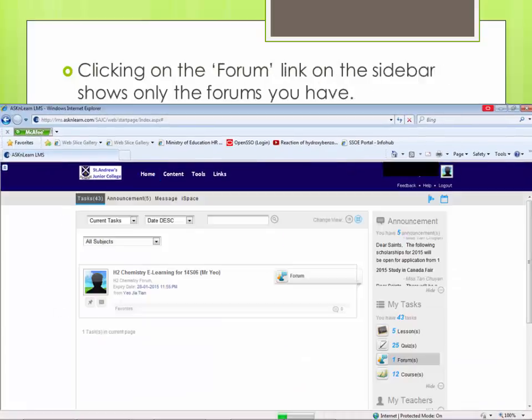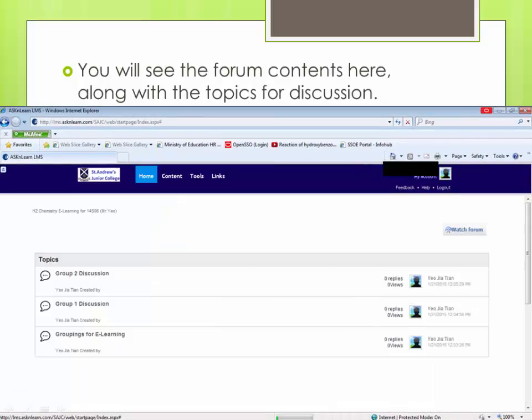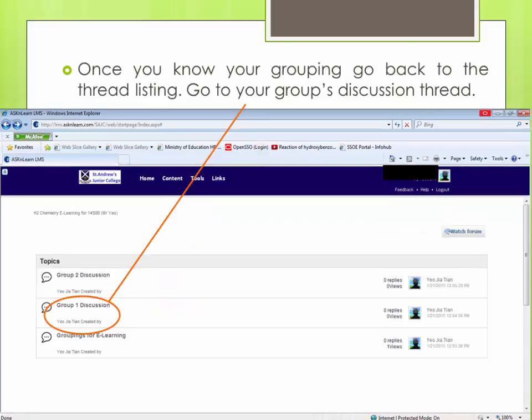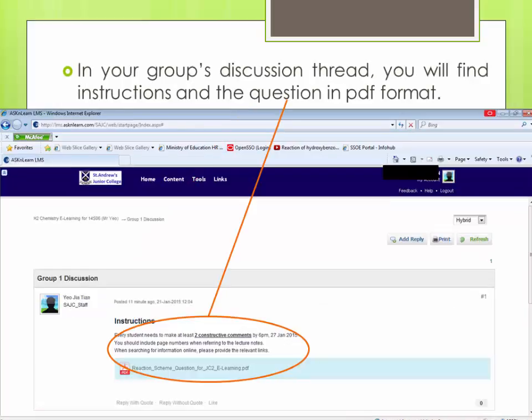So what happens, of course, you need to click on the forum to access it, and then you will see all these topics. You need to check which group you are in. A class is very big, a whole class in the forum would be madness. So we have divided you into groups, and how do you check? There will be one topic called groupings. Just go in and look for your name to figure out whether you are group 1, group 2, etc. Let's say you're under group 1, then you just need to click on that particular group to go into the page.